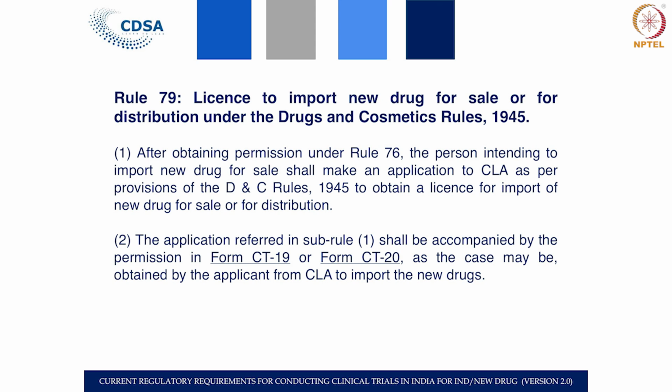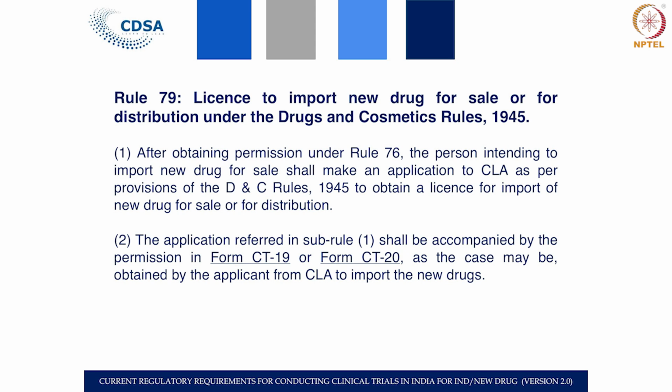In Rule 79, we have the license after the import of the drug. Once you get the import permission of a new drug, which is under Form CT 19 and Form CT 20, then you have to apply as per the rules under the Drugs and Cosmetics Act for the import of such drugs. So, there are different rules for the import of any drug in the country, and there are different forms: Form 40 and Form 41, application in Form 40 and a license in Form 41, and a license to import the various drugs in Form 10. So, these are the different licenses to be obtained for import of the drugs after you get the permission to import a new drug.